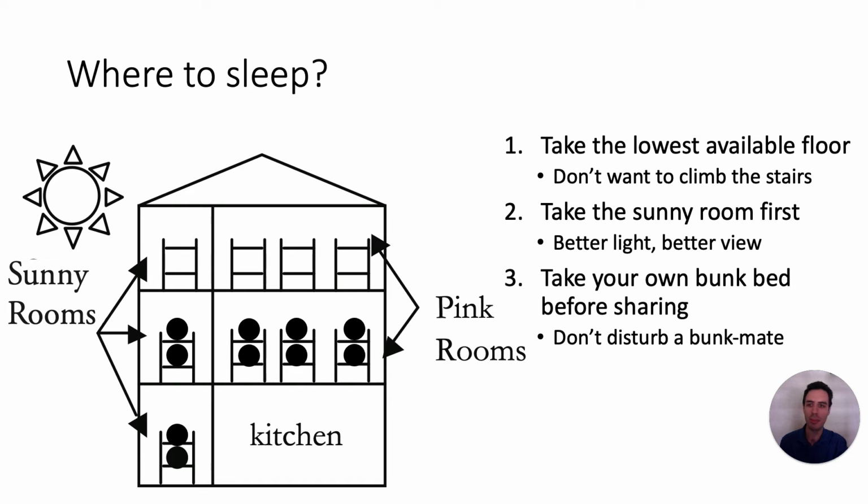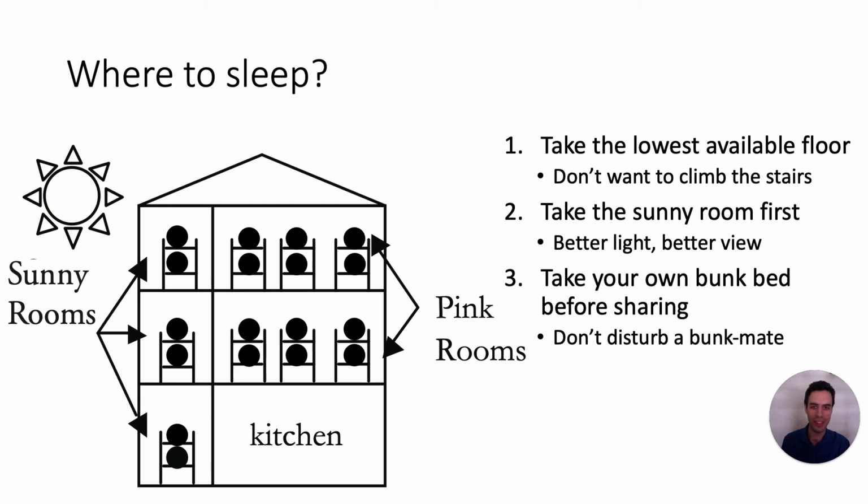The third floor looks pretty similar. They'll take the sunny room first, fill up the sunny room, and then 3 people will each take their own bunk beds, and then the next 3 people will double up on the bunk beds. So this is the story of you and your friends traveling and deciding where to sleep in the hotel.